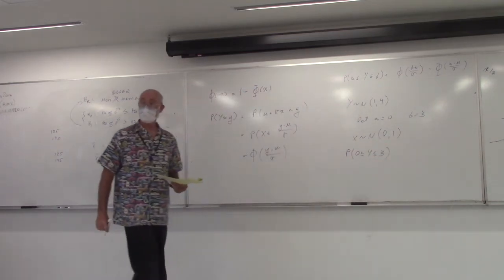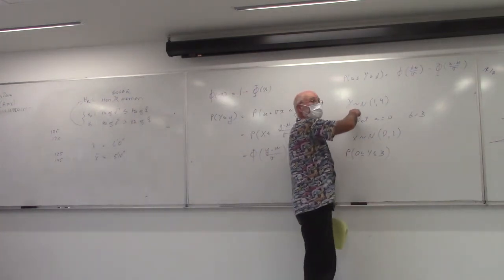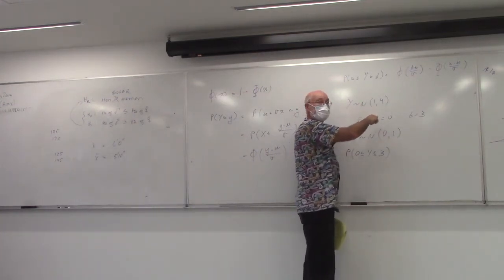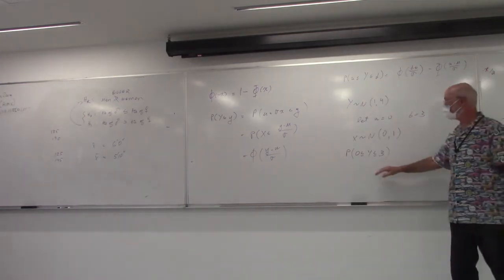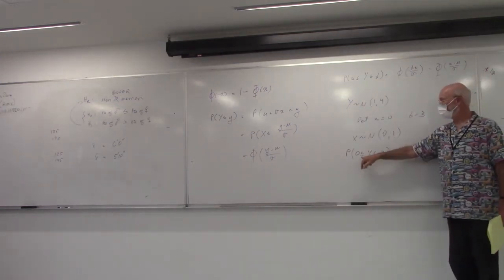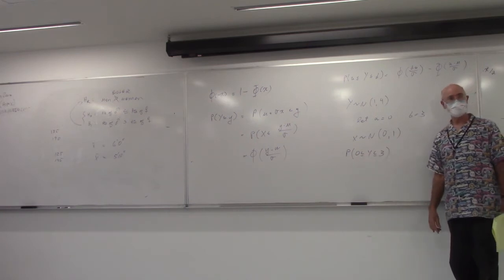In other words, I'm asking the question: if we have a variable that's distributed with a mean of 1 and a variance of 4, what's the probability that we can choose a value that is going to be between 0 and 3?